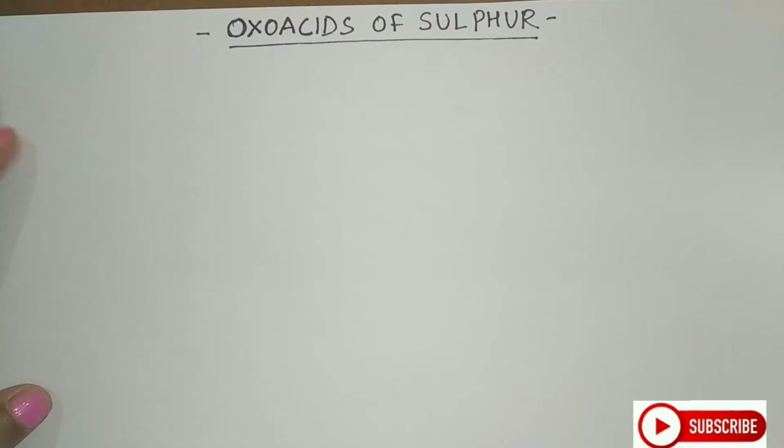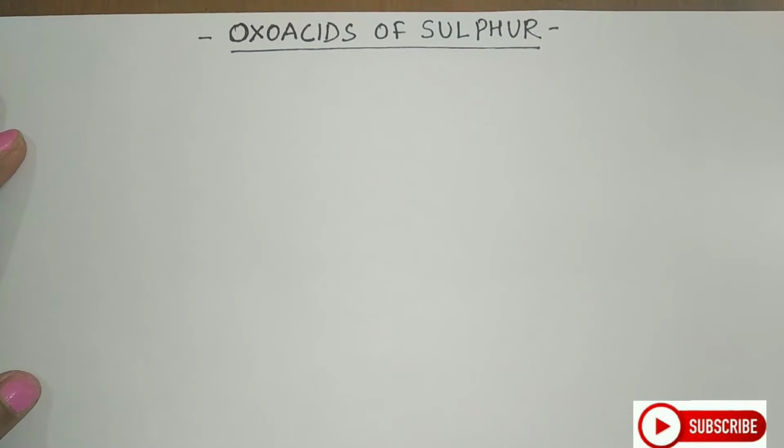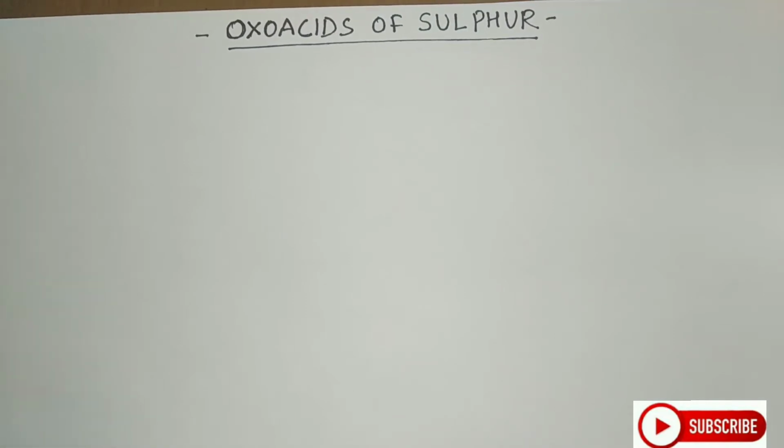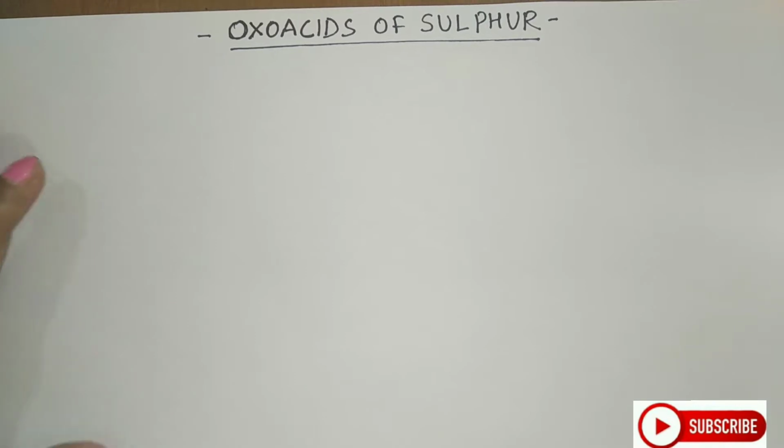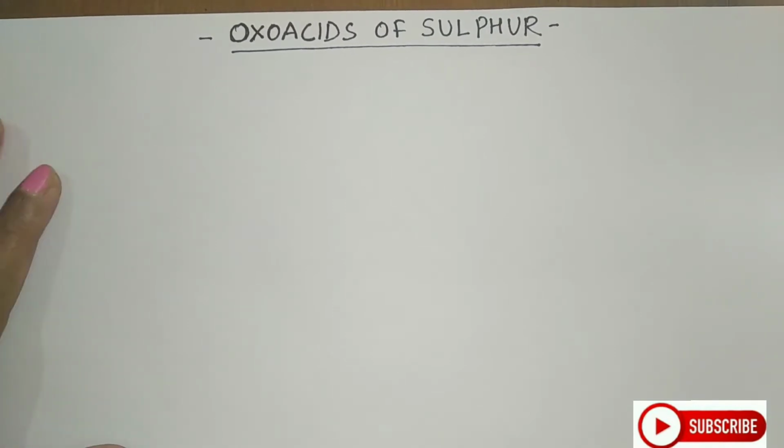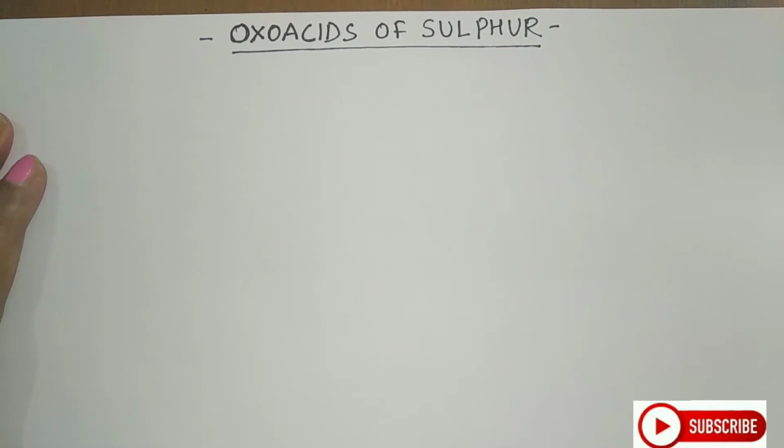Hello students. In today's video, we are going to see the oxo acids of sulfur. In this video, we'll be seeing how to draw the structures for various oxo acids of sulfur. What should be the number of lone pairs on each sulfur atom? The type of hybridization sulfur atom will exhibit.